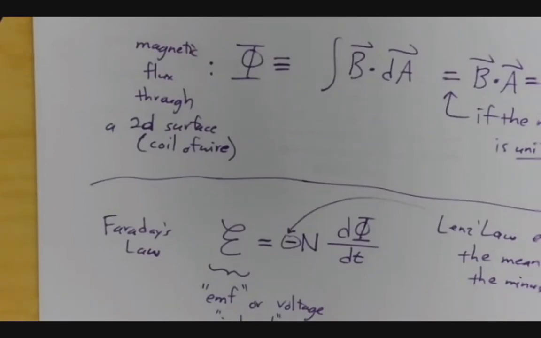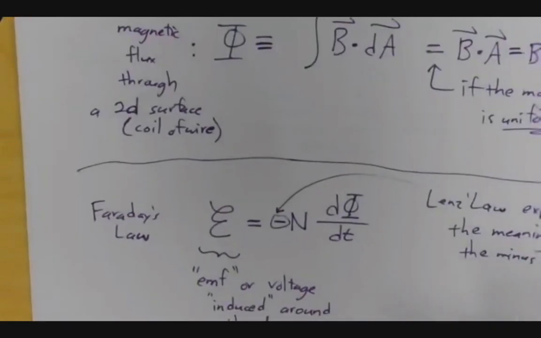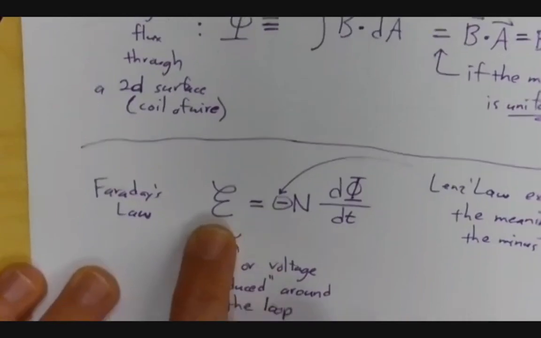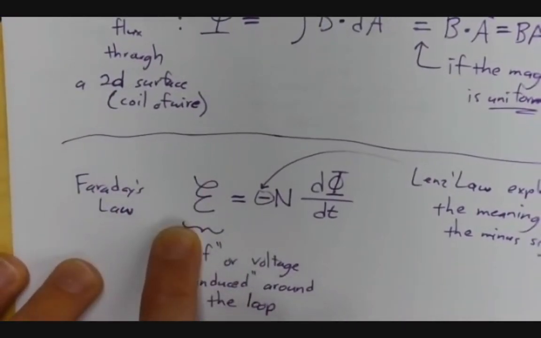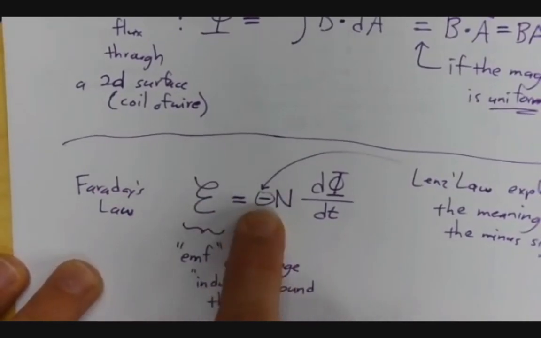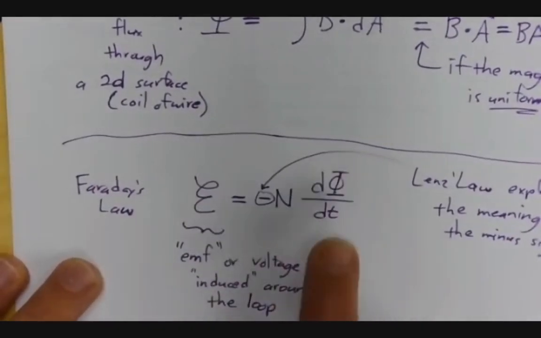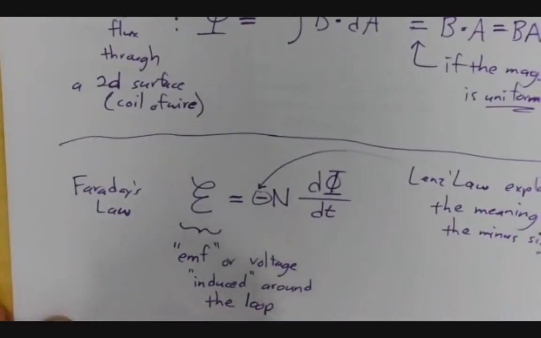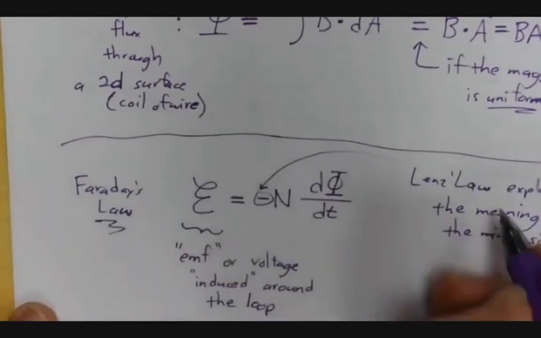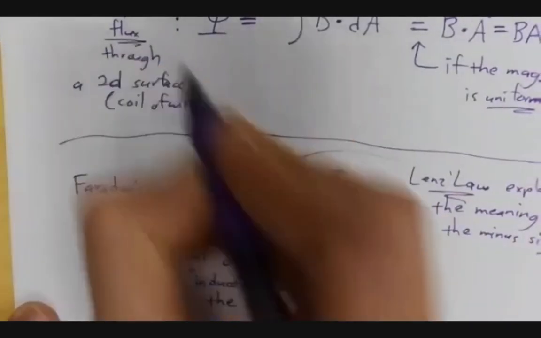So Lenz's law explains the meaning of the minus sign, and we would often use words like: the induced effects on the left-hand side are always in a direction to oppose the change that created them. So Faraday's law, Lenz's law, and we talk about magnetic flux.